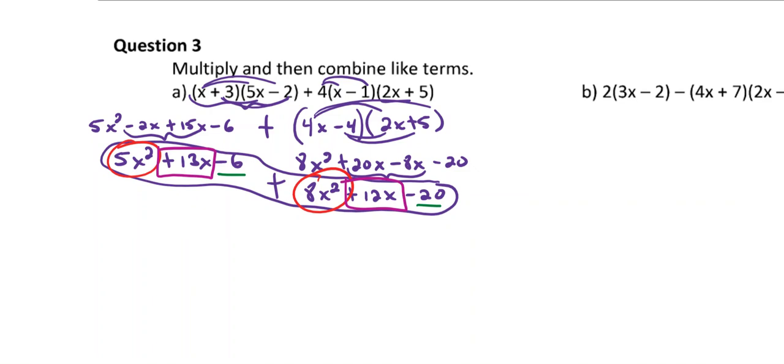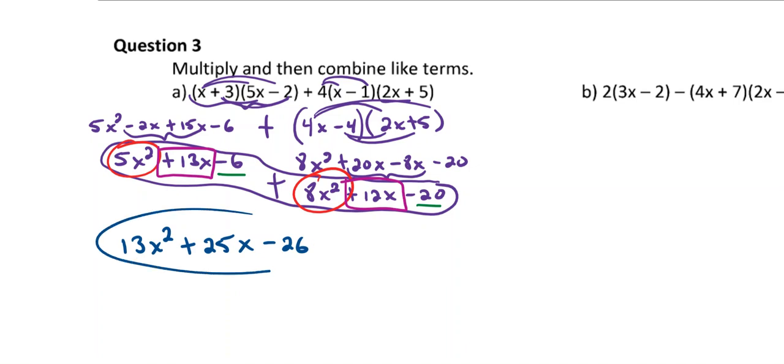All right, so 5x squared plus 8x squared is going to be 13x squared. And then 13 plus 12x is going to be 25, so plus 25x. And then negative 6 minus 20 is going to be negative 26. And there you go. It's that easy.